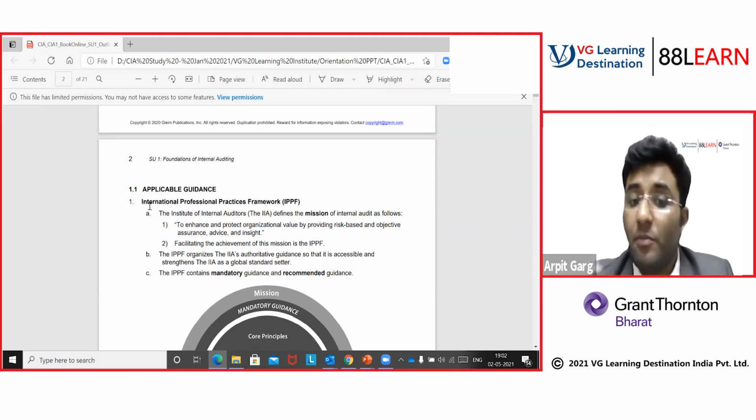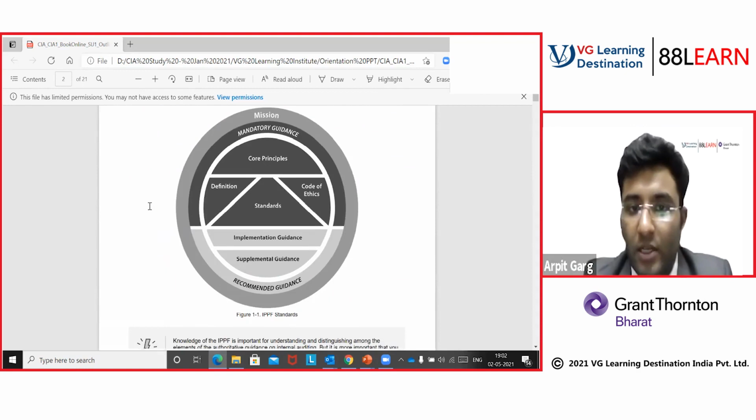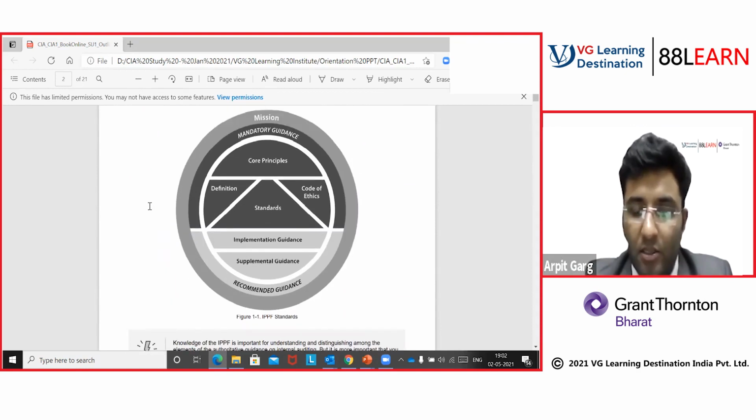Facilitating the achievement of the mission is the IPPF. The IPPF organizes the IIA authoritative guidance so that it is accessible and strengthens the IIA as a global standard setter. The IPPF contains two things: mandatory guidance and recommended guidance. We have already covered this picture. Mandatory guidance has four things: core principles, definition, standards, and code of ethics. Recommended guidance has two things: implementation guidance and supplemental guidance.